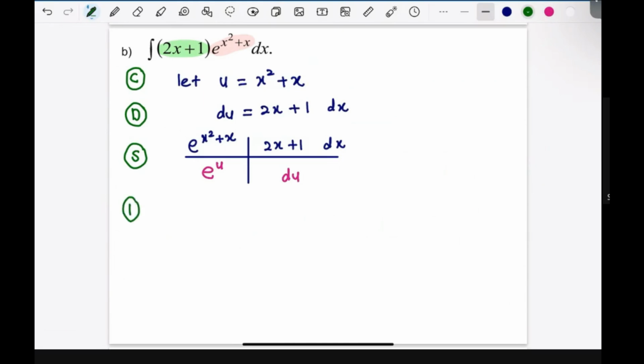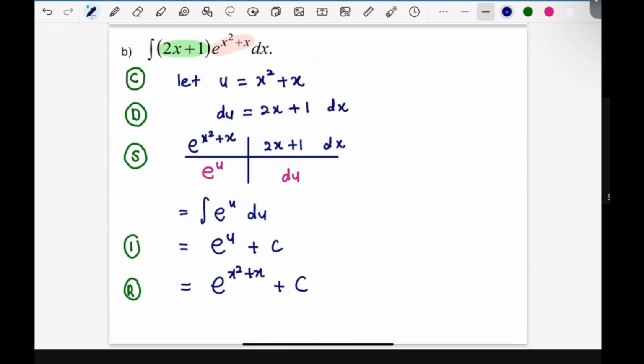Okay, moving on to the fourth step. Oh, sorry. Before integrating the function, now you can rewrite your function in terms of U. So we have now to integrate e to the power of U du. Okay, now we may integrate the function. So e to the power of U plus C. And then last step, when it comes to replace back, always replace back your final answer. So final answer will be e to the power of x squared plus x plus C.